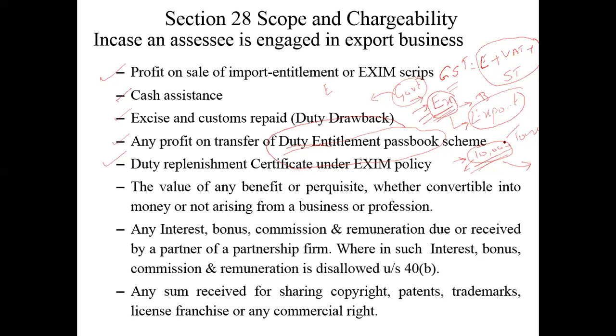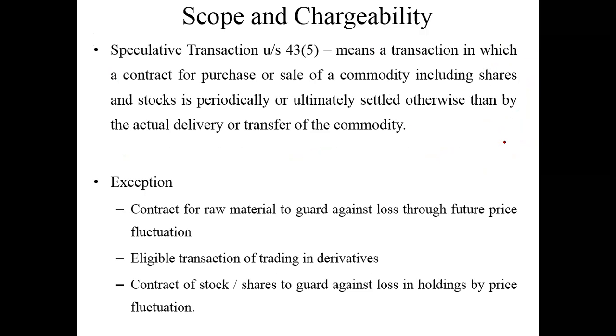So these are the various heads of income, and any income that you receive from all these points will be called income from business and profession, and you are liable to pay tax on all these incomes. Clear? Now I'll just go to this particular slide and then we'll stop. Even speculative transactions are also considered as income, except under certain conditions.